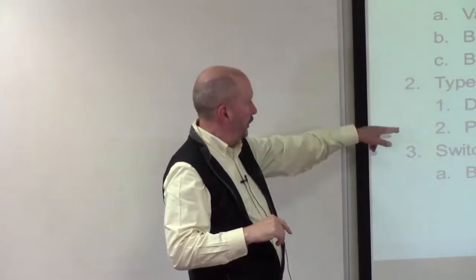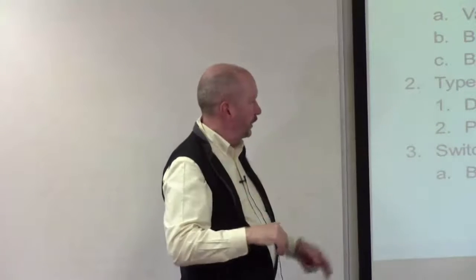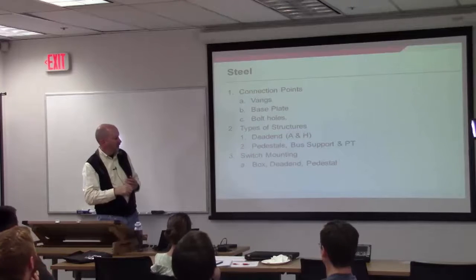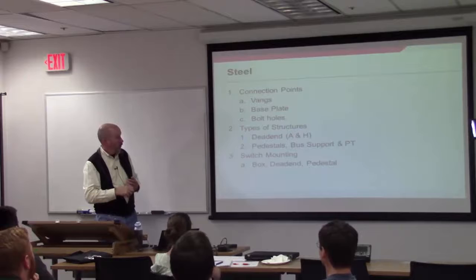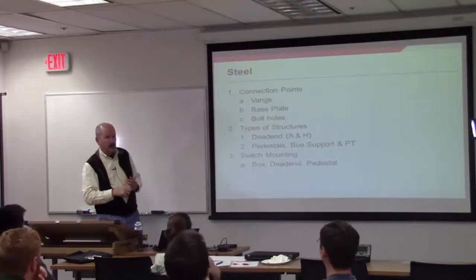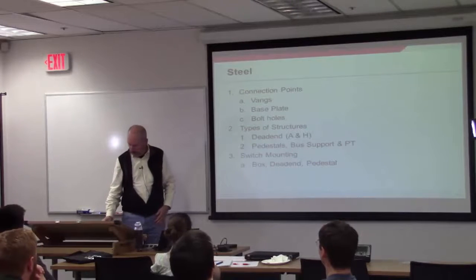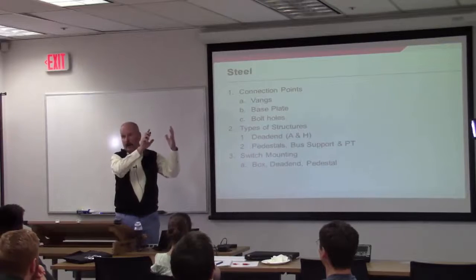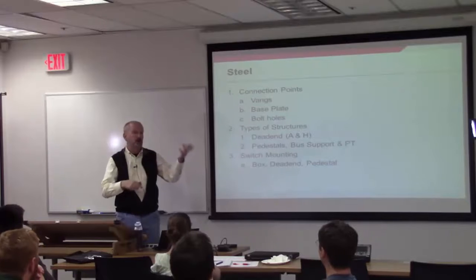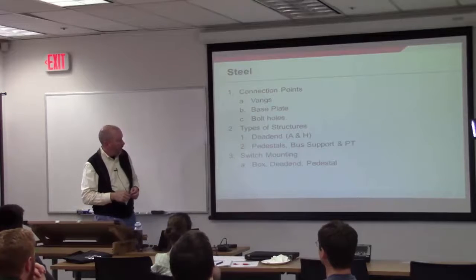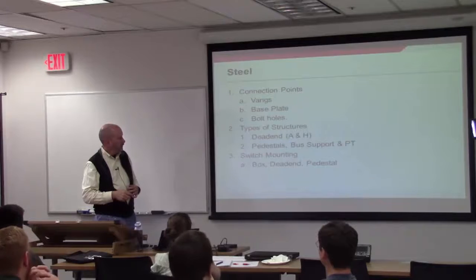Other things, the real simple ones, are pedestals. We put insulators on top of them for bus supports. Potential devices, CCVTs and VTs, go on them. Switch mounting is also another one that requires steel structures, and a wide variety of those, depending on your situation. Are you mounting them up on a structure that's accomplishing something else? For instance, you can put disconnect switches on dead-end structures. I couldn't find a good example of a box structure, but that's yet another way to mount disconnect switches.